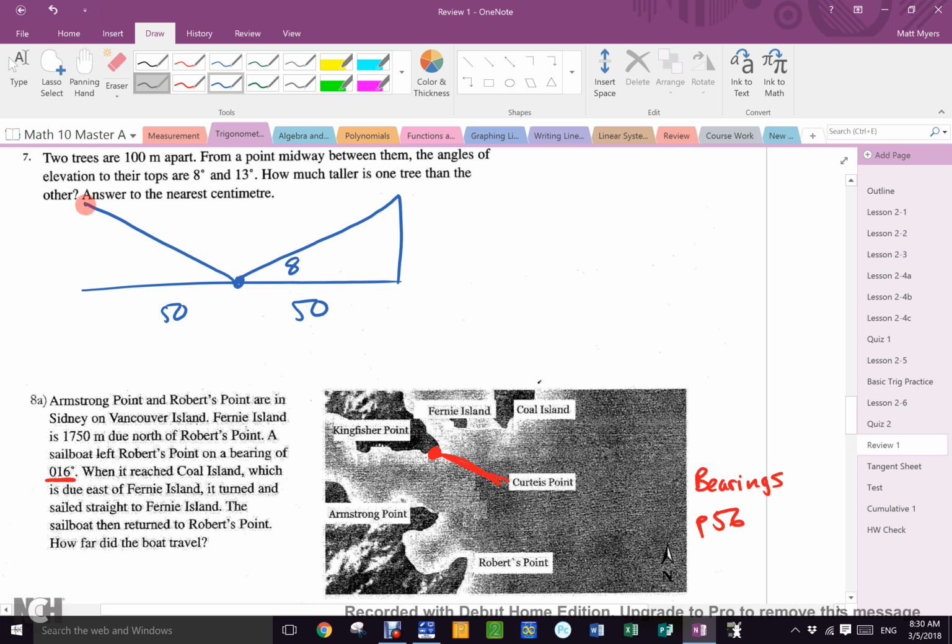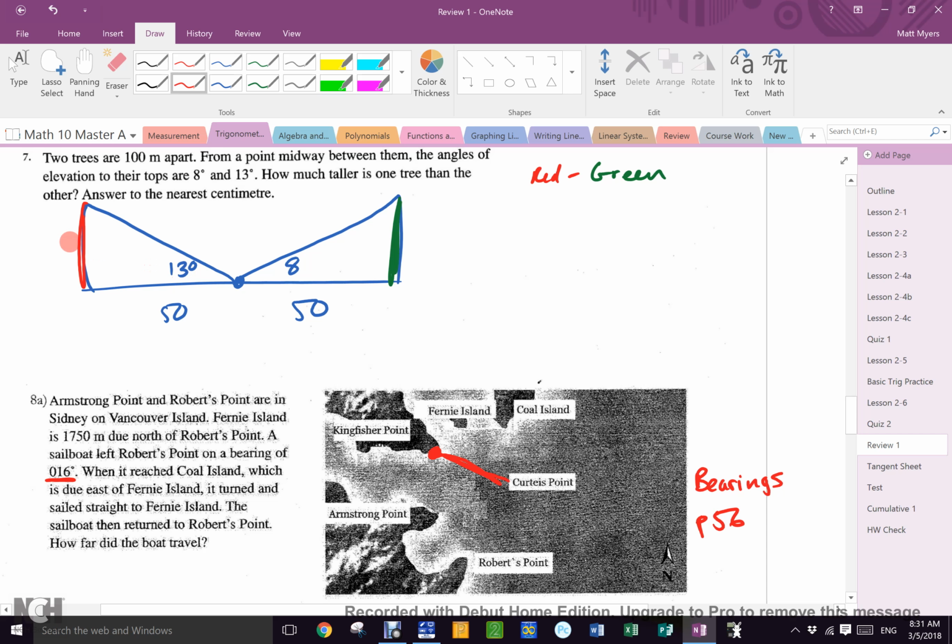8, 13. Which tree is taller, red tree or green tree? Red. Yes, the way I have drawn it, it is red because the steeper angle means it's taller, right? So what this is going to end up being, if I want to get that 4 out of 4, that's going to be the red tree minus the green tree, right? Everyone agree? So I'm going to do that question like that.